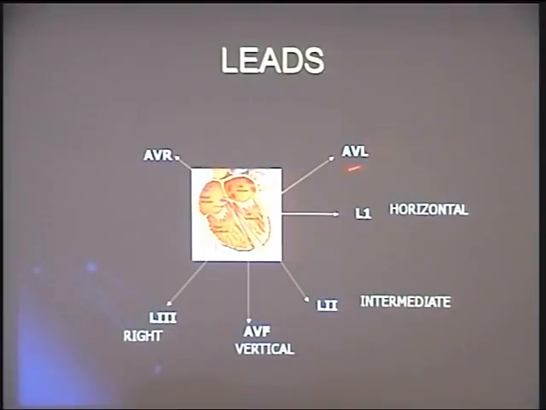AVL is what lead? Very difficult question. Left. AVL is left. It's a very, very easy question. AVR is no man's land because everything is going to go away from the lead AVR. So now what I have done is I have given the 6 limb leads individual names. L1 is horizontal, L2 is intermediate, AVF is vertical, L3 is right, AVL is left, and AVR is no man's land where everything is going to go away from the lead AVR.